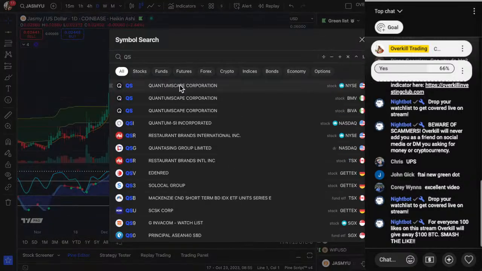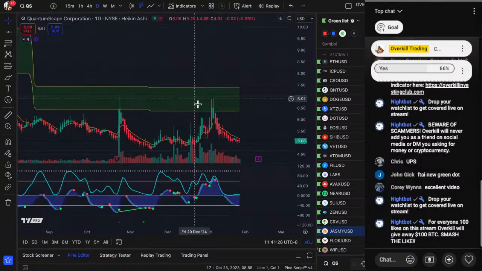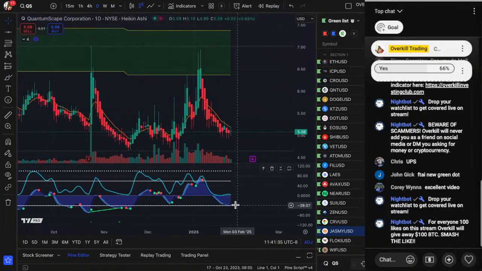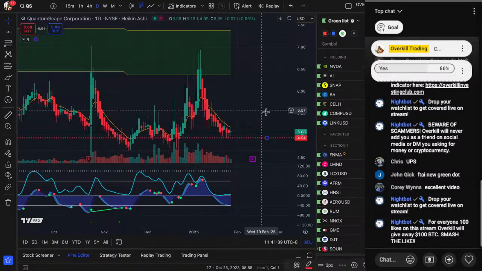QS, I got you. QS looks interesting. QuantumScape, is that what this is called? It's got a green there on the monthly, which is good. We're just missing the green dot, but it looks like it's trying to reverse here off of about $5. So 490 would be the stop loss on QS here.